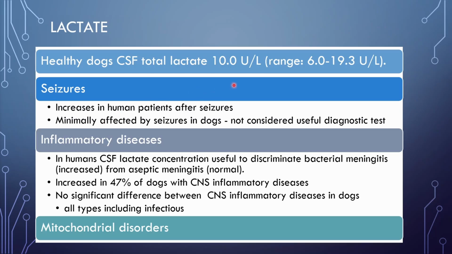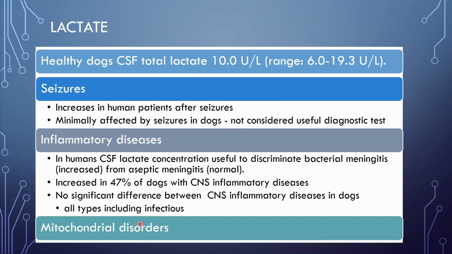And then we have lactate, and again, in humans, the CSF lactate is useful to discriminate bacterial meningitis. It'll be increased from aseptic meningitis. However, in dogs, it's increased in about 50% of those dogs, and there's no difference between any of the CSF inflammatory disease, including infections. So again, it's not useful. It also increases in human patients after seizures, but it seems to be minimally affected by seizures in dogs, and so it's not considered useful.